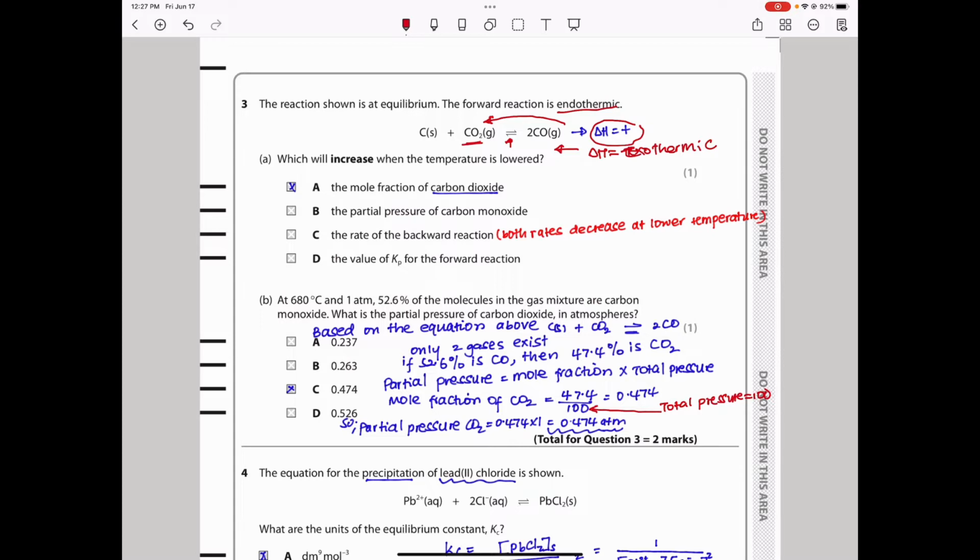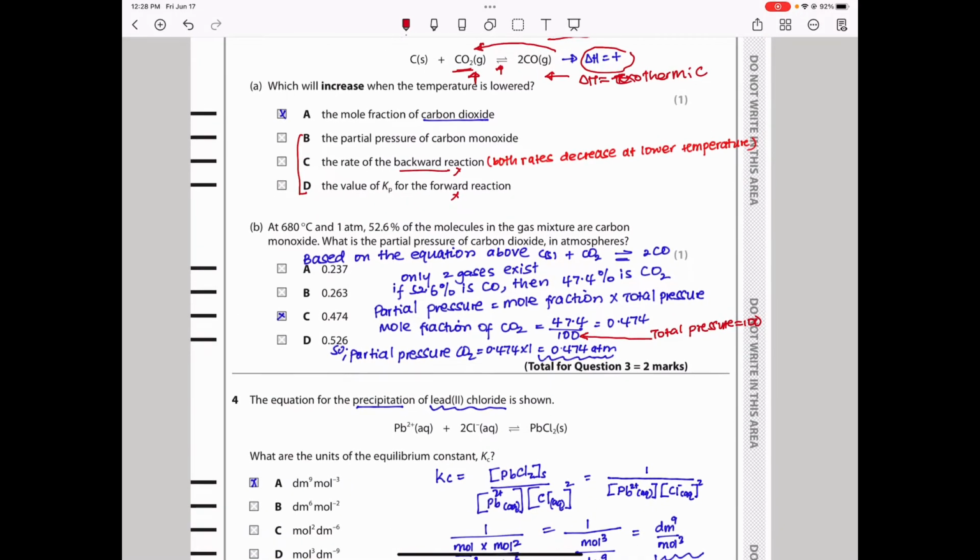Lowering the temperature will lead to an increase in the mole fraction of carbon dioxide, because of course this is a gas, its mole fraction is going to increase. The partial pressure, no, all the other answers do not make sense except A, where they say the mole fraction will increase. So the rate, forward and back rate will increase? No, this is out and that is out. So the correct answer should be A for that part.